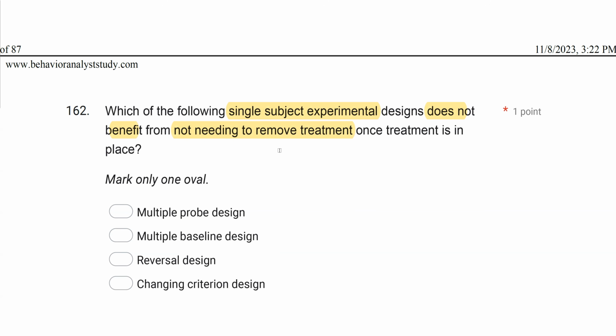remove it? Well, multiple probe design. That's one of the advantages with the multiple probe design. Once intervention is in place, we don't have to withdraw or reverse it. Same with the multiple baseline design. A reversal design, of course, is not true. With the reversal design, it's in the name. You have to reverse or remove the treatment once treatment is in place. That's the entire idea. And a changing criterion design also does not need to remove treatment. So the single subject experimental design that does not benefit from not needing to remove treatment, because you have to remove treatment once treatment is in place at least once, is the reversal design.